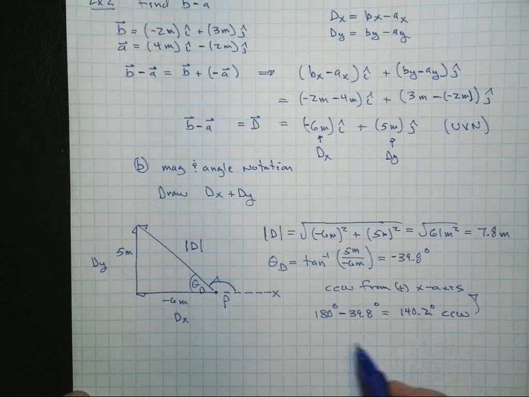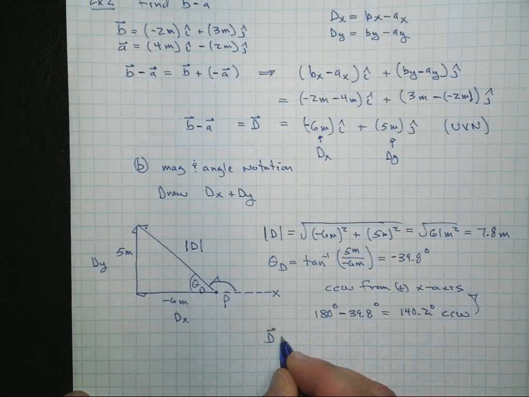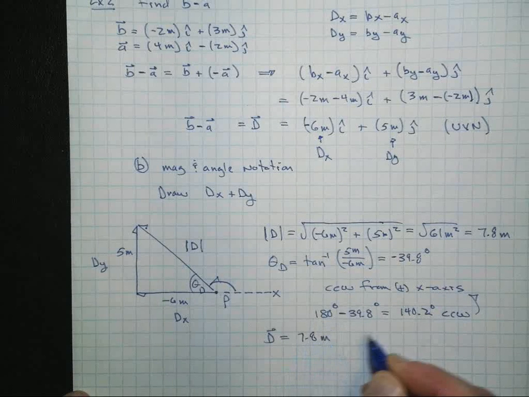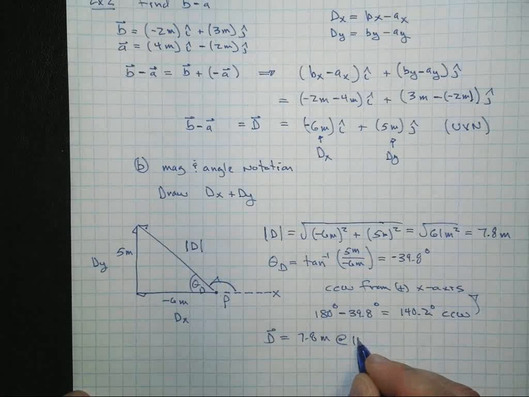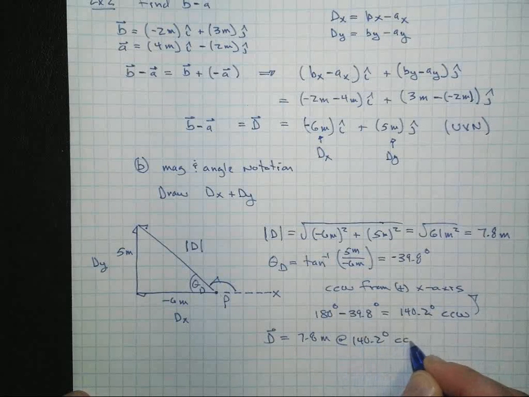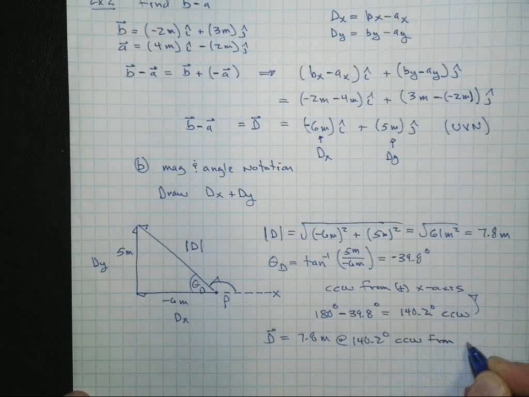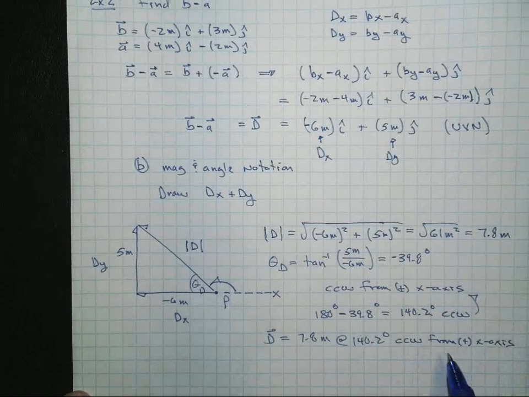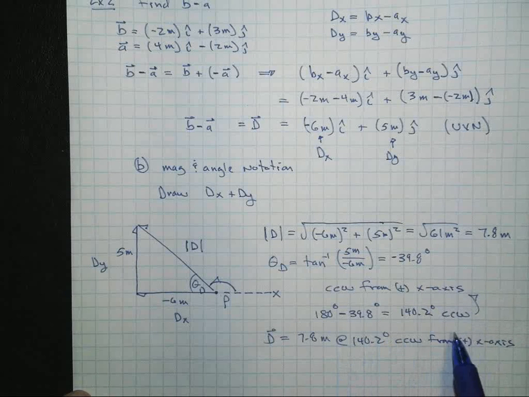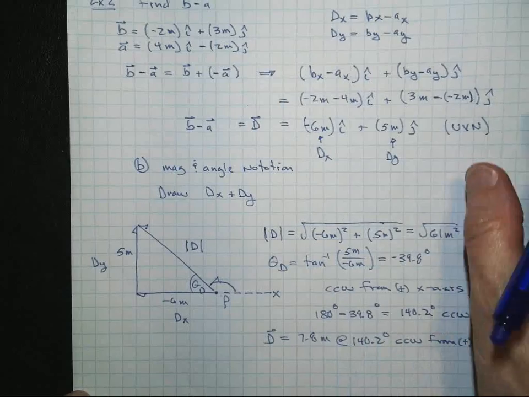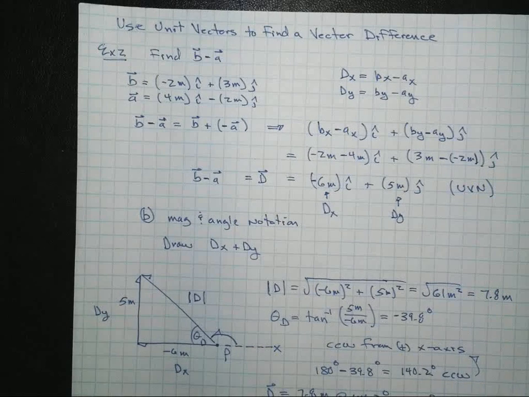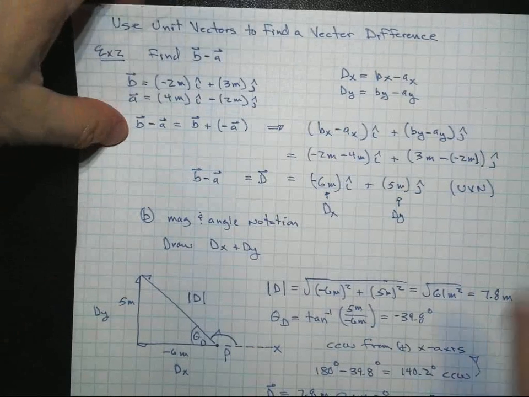So the entire answer here for the vector difference in magnitude and angle notation would be 7.8 meters at 140.2 degrees counterclockwise from the positive x-axis. So once again, we need to be able to do magnitude and angle, which at this point seems like a little bit more work than the unit vector notation method done up above. So we've got to be able to go back and forth between each one of these.